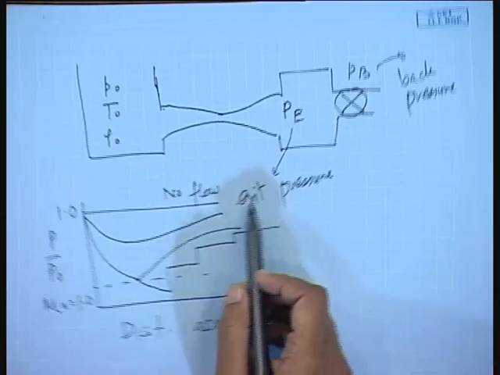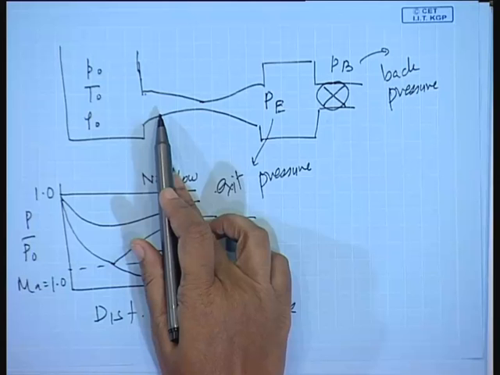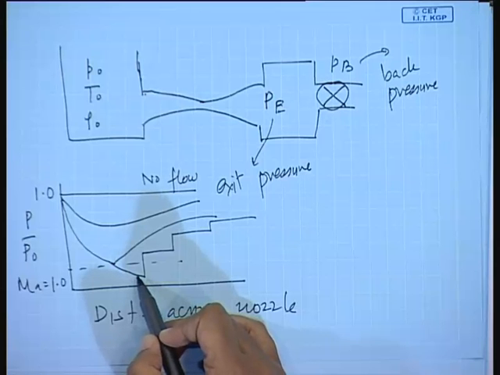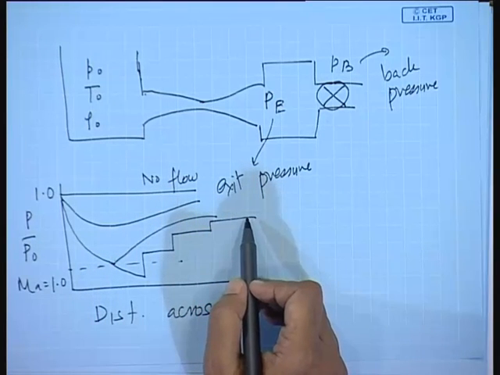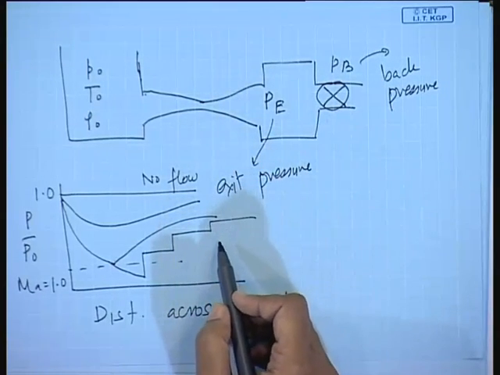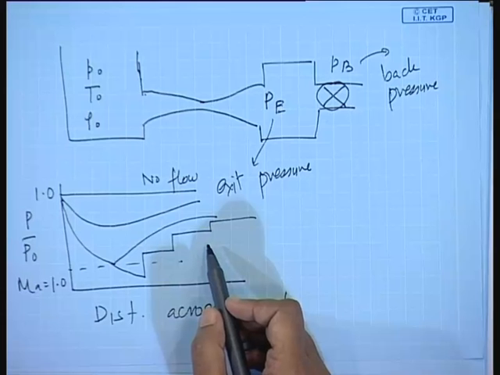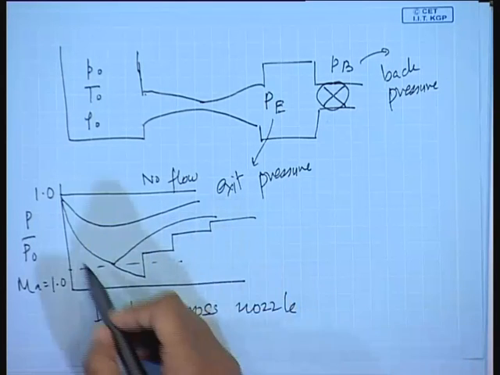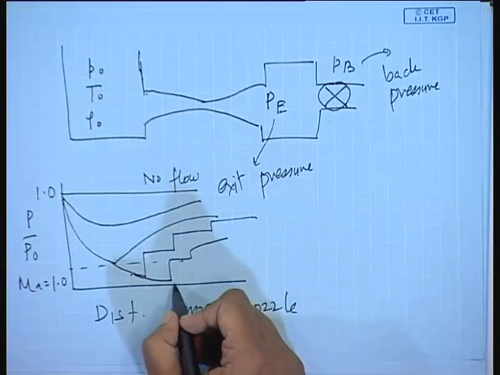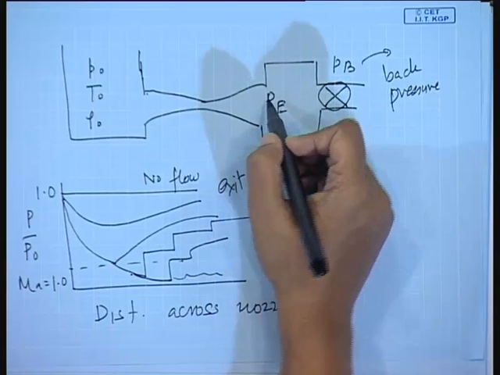Now if we reduce the back pressure further, the flow upstream of the throat does not respond at all. But in the diverging section, the flow initially becomes supersonic and then adjusts itself to the back pressure PB, because finally it has to come to this pressure PB. It adjusts by means of shock waves, and the position of the shock moves downstream as PB is decreased. As we keep reducing PB, the upstream pressure does not change, but downstream the shock waves are initially standing and then gradually propagate downstream.